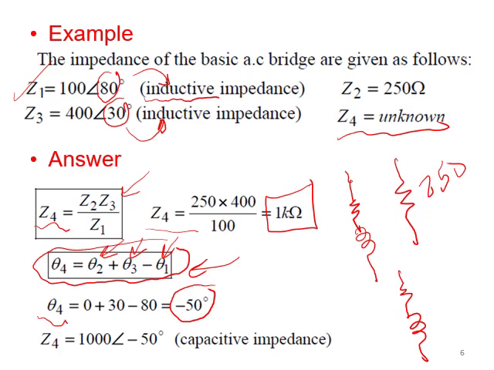If it's minus 50 degrees, that means Z4 can be written as 1000 angle minus 50, which means it's an element with capacitive effect. Since the angle is negative, that means this element is something like a resistor with a capacitor.